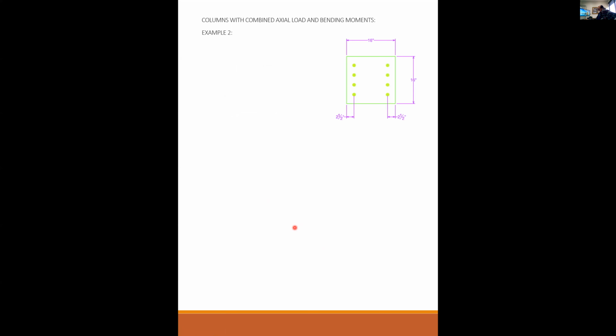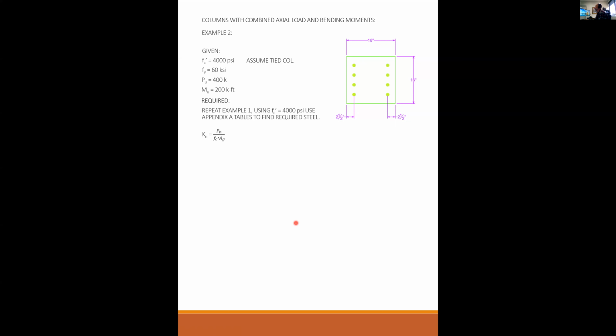Okay, so let's do an example. I have a 16 by 16 column where the rebar is located 2.5 inches off each face, and I have 4,000 psi concrete. It's a tied column. Rebar is 60 ksi, Pu is 400 kips, Mu is 200 kip-feet. What's required is we're going to repeat example 1 where we did that whole interaction diagram, only we're going to use Appendix A to find the required steel.